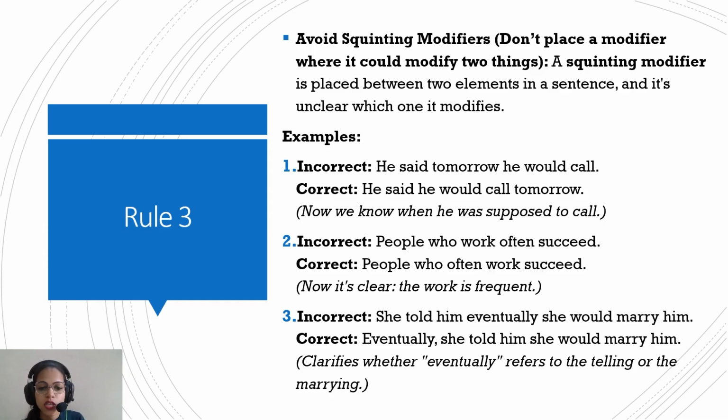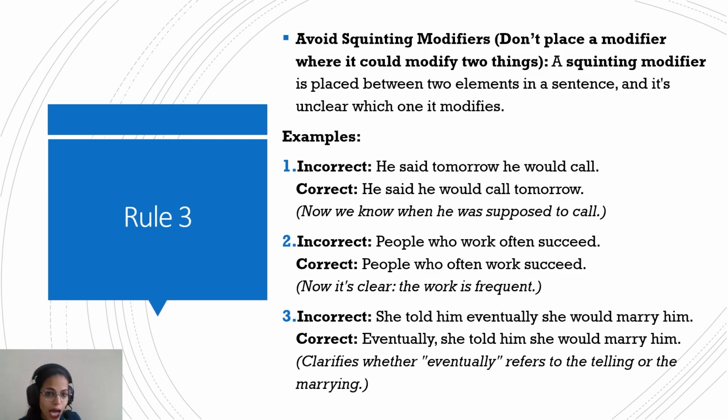Okay, let's look at another example. People who work often succeed. So we are talking about working frequently. So people who often work, so they are often working, they are succeeding. She told him eventually she would marry him.